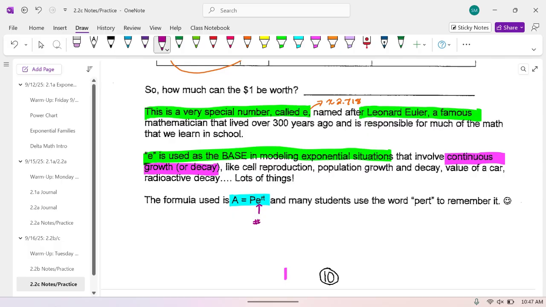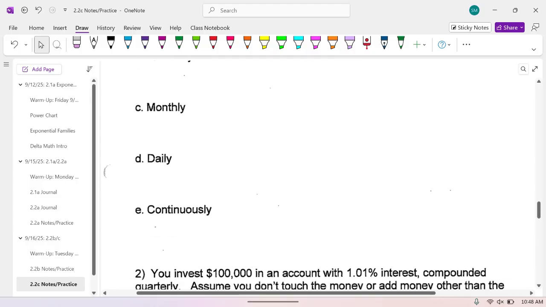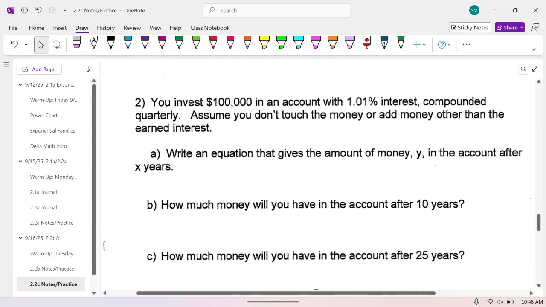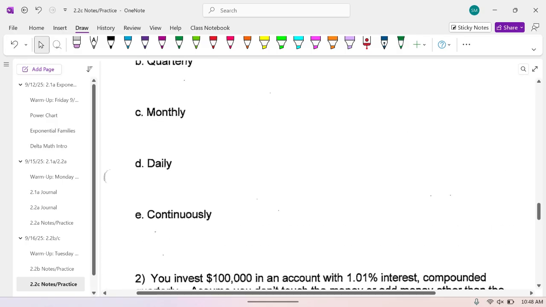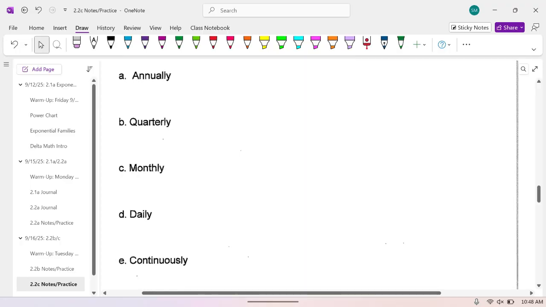This is called PERT. If I say PERT, that means compounded continuously. That's how you remember the formula, PERT. It spells the word PERT, P-E-R-T. So, just for little funsies, we're going to do one more and then we're done. I just want to do one compounded continuously.